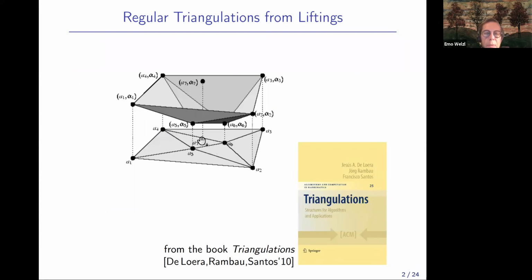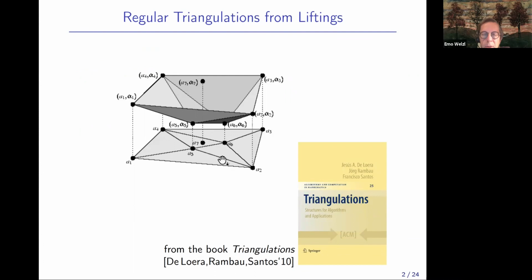So this point here in the middle was lifted too high, if you like, and in this way it does not appear on the lower convex hull, and that's why it is skipped. So that's how you get the partial triangulation.